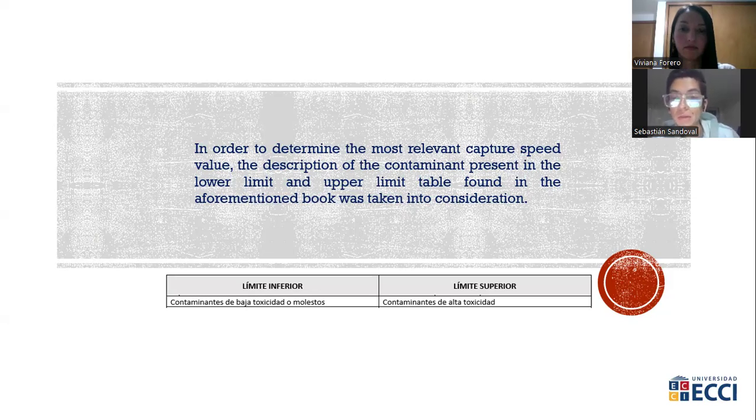Okay, in order to determine the most relevant capture speed value, the description of the contaminant present in the lower limit and upper limit table found in the aforementioned book was taken into consideration. In this way, the particles generated by the grinding process were considered as low toxicity or nuisance contaminants. So the lower limit value was taken, which corresponds to 0.5 meters per second.